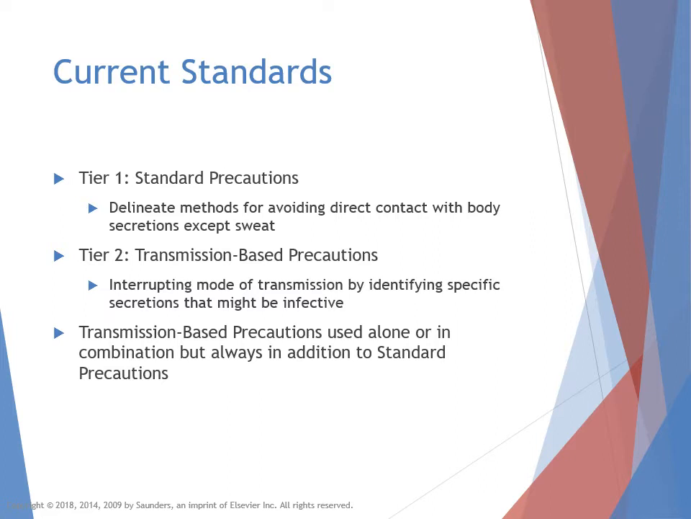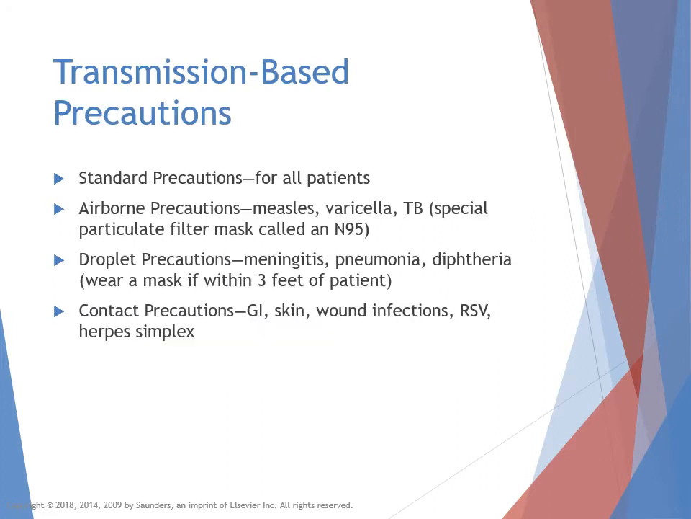Tier 2 is transmission-based precautions. So this is dependent on how something is transmitted, we use those precautions. That's what transmission-based precautions means. Interrupting the mode of transmission by identifying specific secretions that might be infective. So this is very specific based on a transmission process. Transmission-based precautions are used alone or in combination, but always in addition to standard precautions. Remember, we always utilize standard precautions. We just might be utilizing other precautions in addition to that. Here are transmission-based precautions.